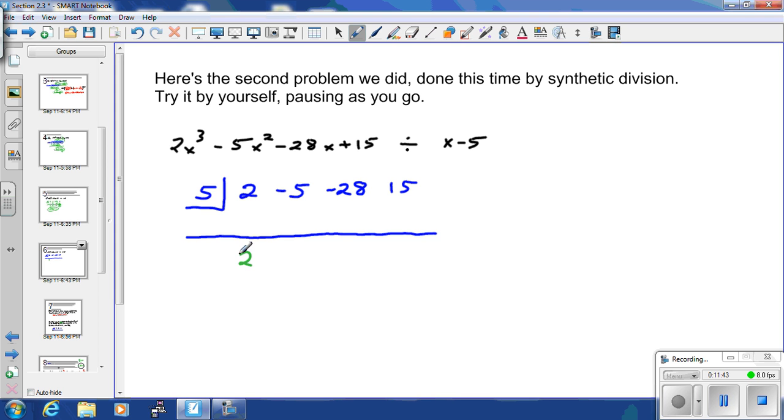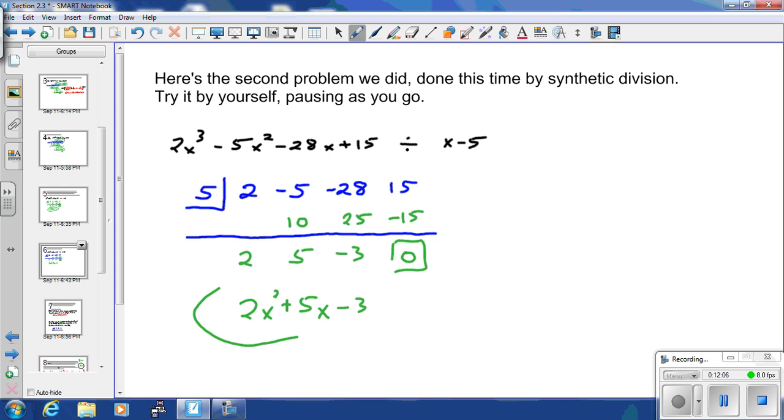And here's the process. We bring that down, we multiply, we add. We multiply, and we add. We multiply, and we add. That's our remainder. Constant, x, x squared, so that's 2x squared plus 5x minus 3.